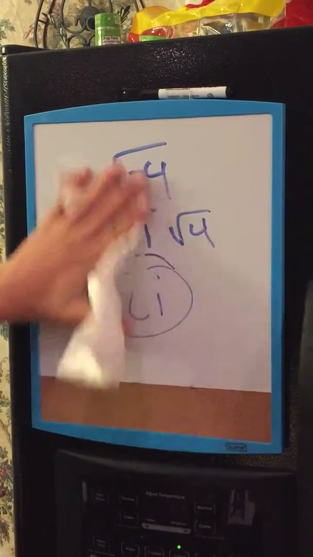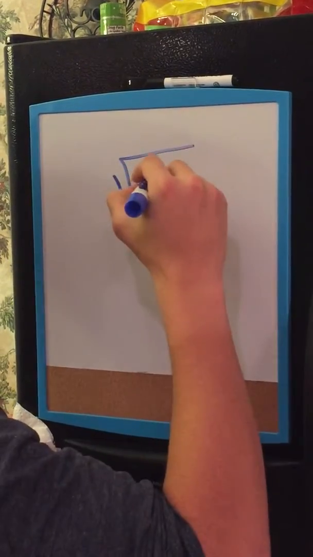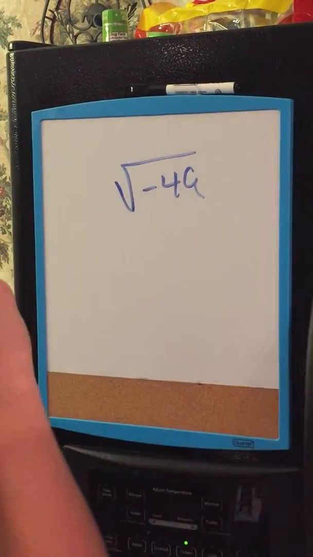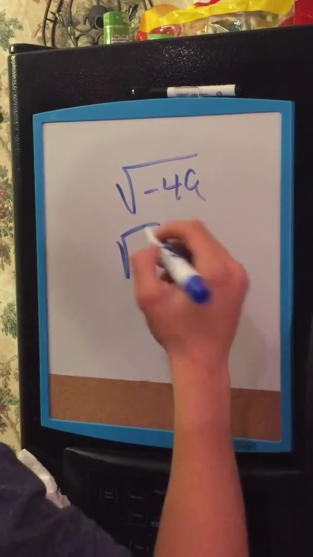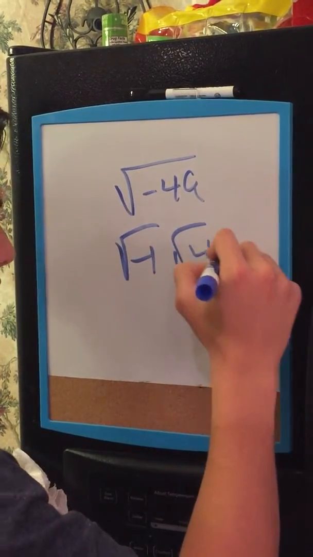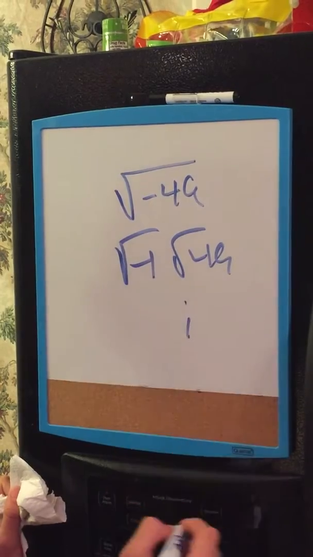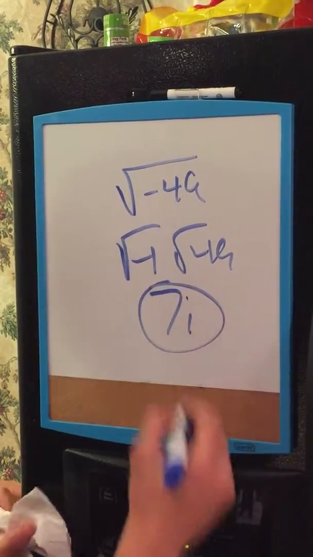The next problem we're going to do is the square root of -49. First you take off your -1 and you have 49. Then you get an I, and the square root of 49 is 7. That's your answer. Pretty simple.